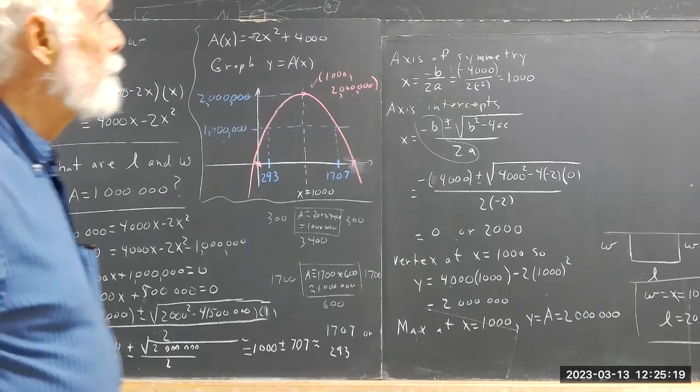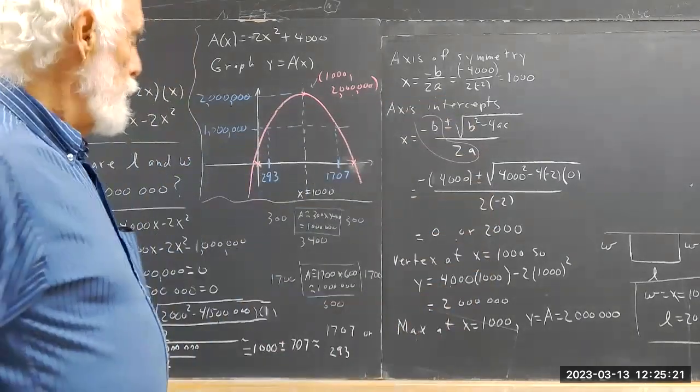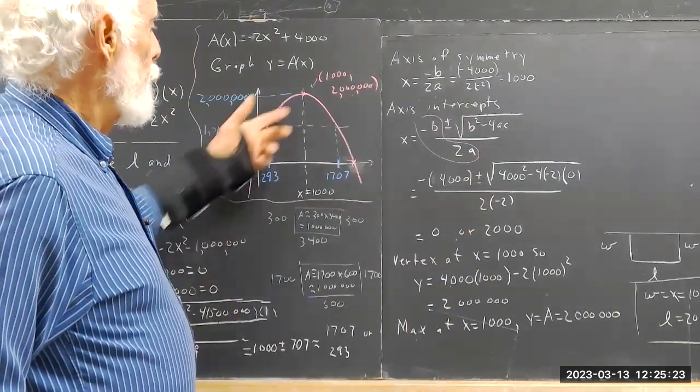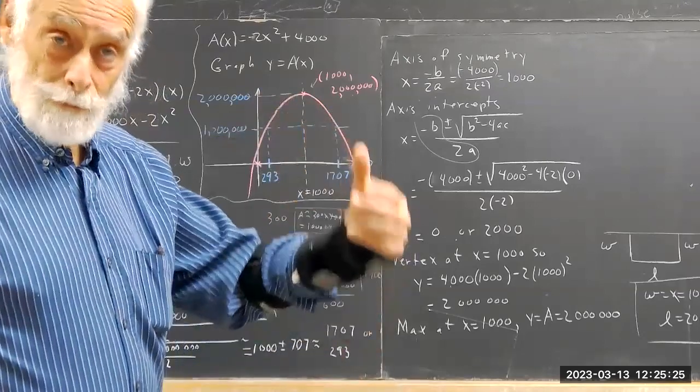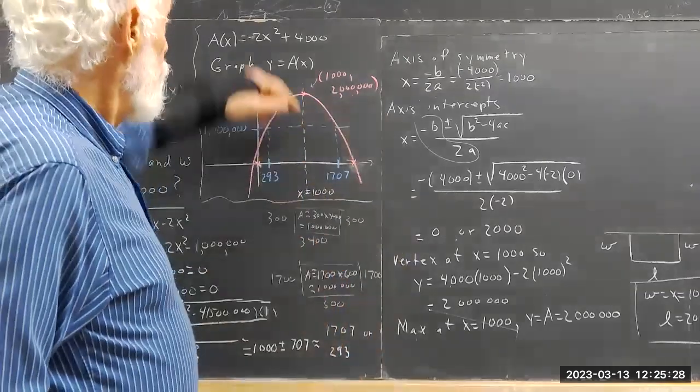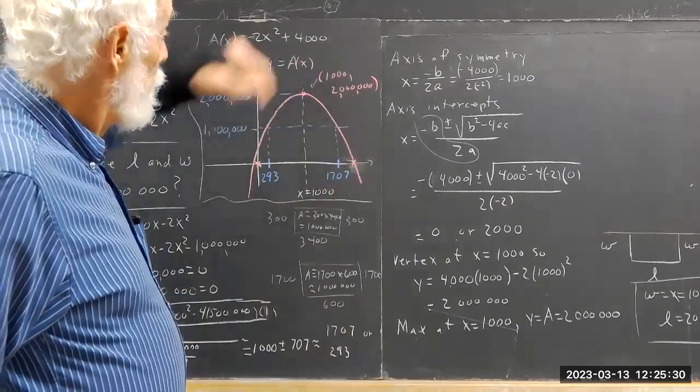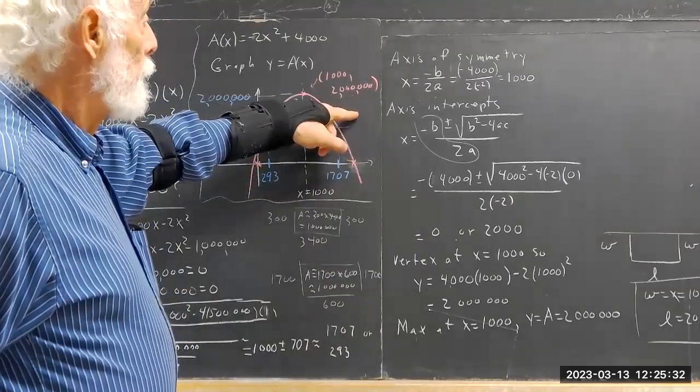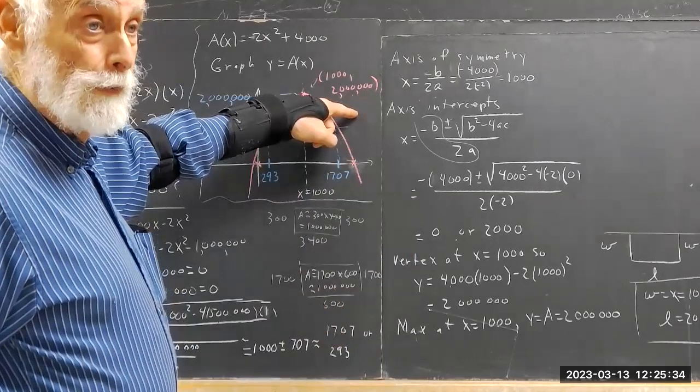And then using properties of the parabola, symmetry about the axis of symmetry and the existence of the vertex, we were able to determine the maximum possible area and solve the farmer's problem.